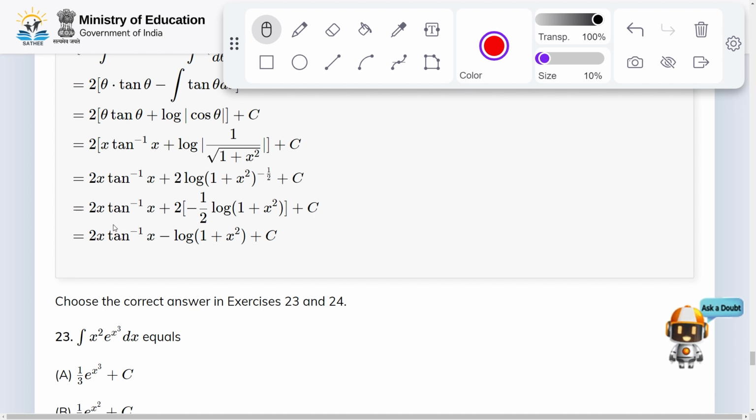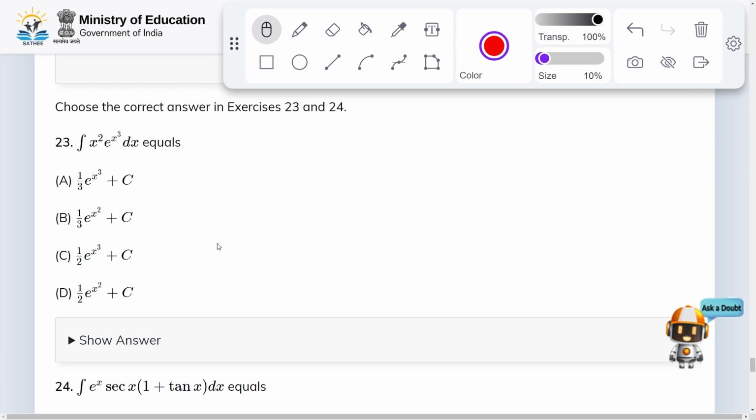If you try to see, by using the logarithmic property, you will get the form log of a by b. Log of a by b can be reduced to log a minus log b, and log 1 always gives you 0. So that's why we wrote 2 times log of 1 plus x square to the power minus half. So this can be rewritten, and using the log property, you will get your final answer in this form: 2x tan inverse x minus log of 1 plus x square plus some constant. Okay, I hope it is clear to you.